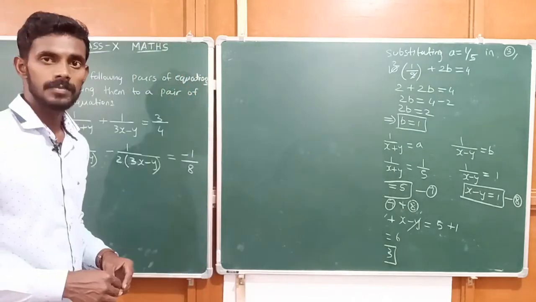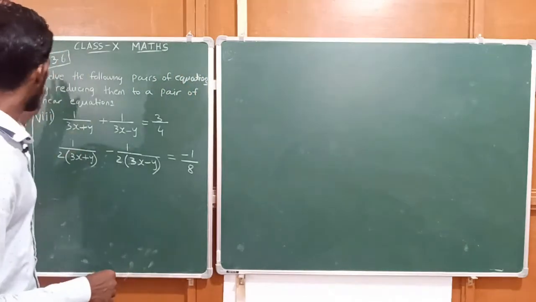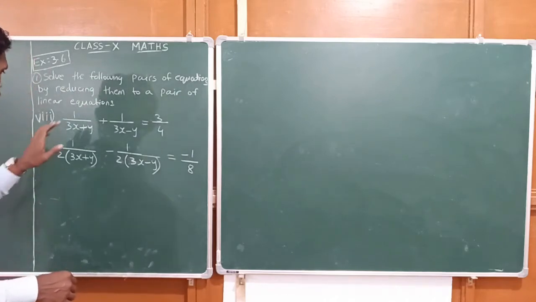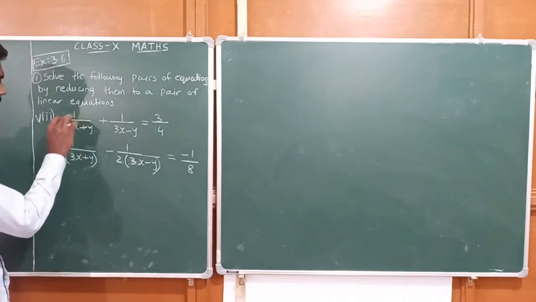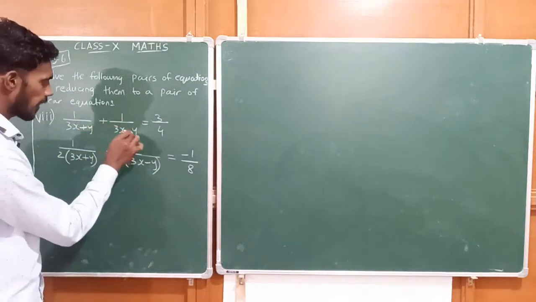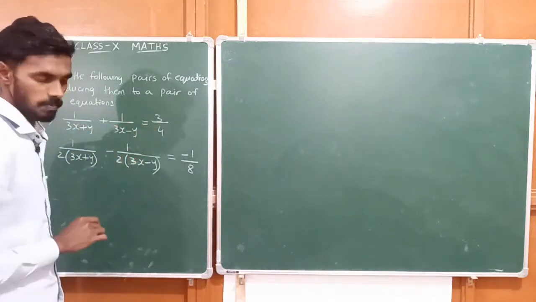Clear? Now let us see the last subdivision, that is 8th subdivision in question number 1. It is first equation 1 by 3x plus y plus 1 by 3x minus y is equal to 3 by 4.